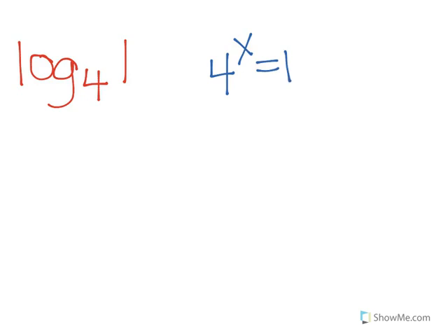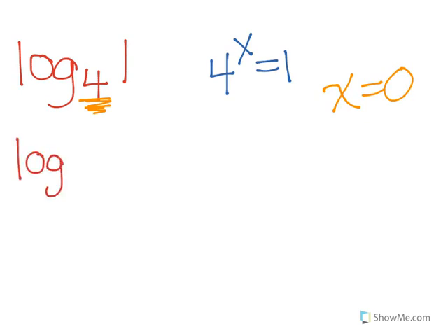Next example, log base 4 of 1. And I can ask you, 4 to the what equals 1? Well, this is a special case because any number could be right here and we're still going to have x equal 0, because anything to the 0 power is always 1.